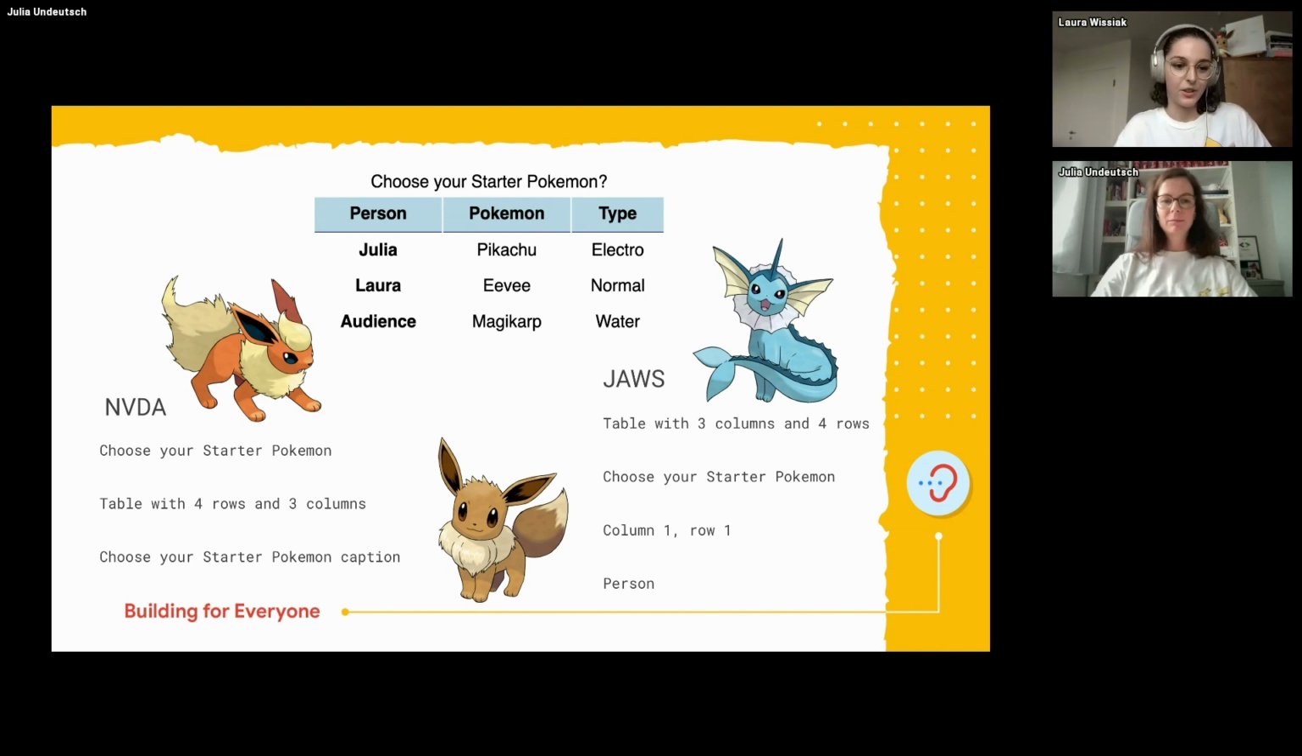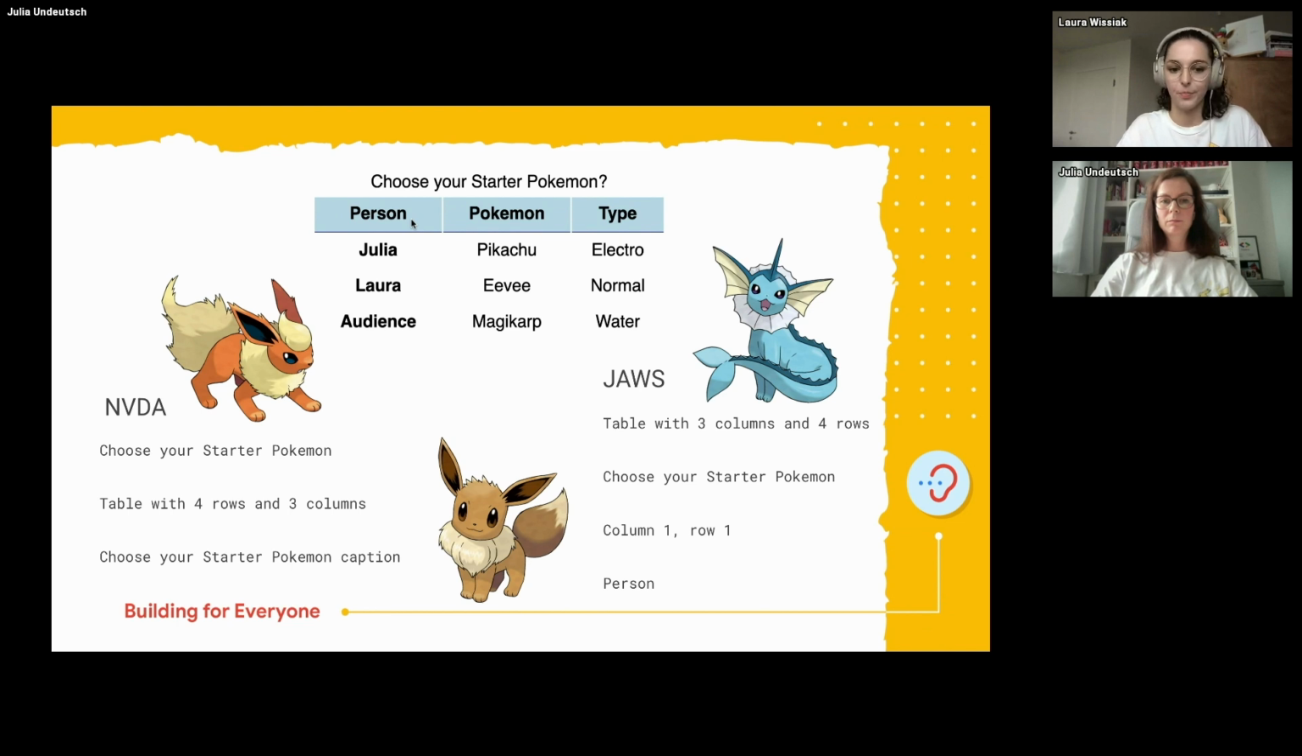And NVDA will read it out as choose your starter Pokemon. Table with 4 rows and 3 columns. Choose your starter Pokemon, caption. So it first gives you the caption, tells you about the layout of the table, and then goes back to the caption. JAWS starts with the layout: table with 3 columns and 4 rows. Choose your starter Pokemon. Column 1, row 1, person. So it starts with the layout to give you a visualization of what size this table is, and then it jumps to the caption, and then it jumps right into the first cell of the table.